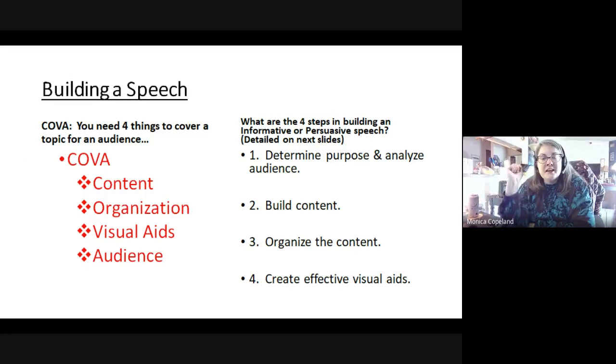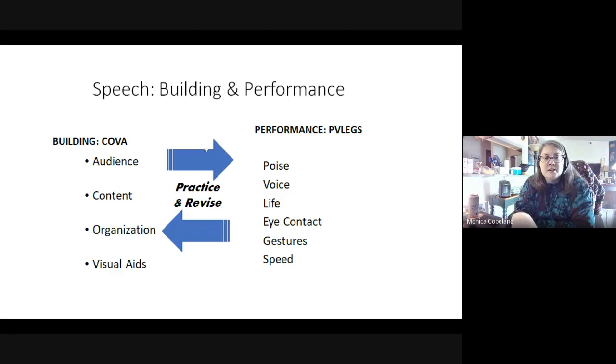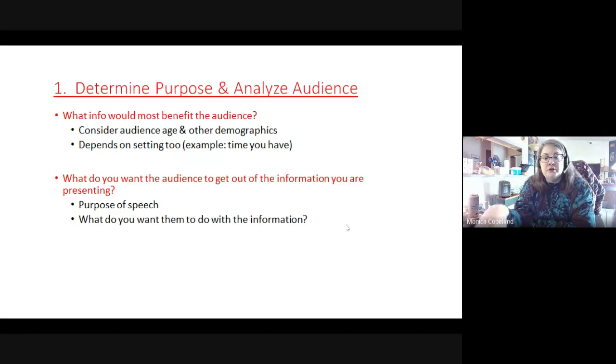All right, so this next part is going to go directly in your handout. I'm going to teach you the 4 main things you're going to need anytime you build a speech for an audience. In other words, 4 aspects to think of as far as the audience goes whenever you make a speech. I called it COVA, like cover all of these things for an audience. So the 4 that we're going to talk about today are content, organization, visual aids, and audience. So I'm going to teach you specifically how to do these things. On one side here, you can see these are the building parts of a speech, and here's the performance parts, which you've already learned.